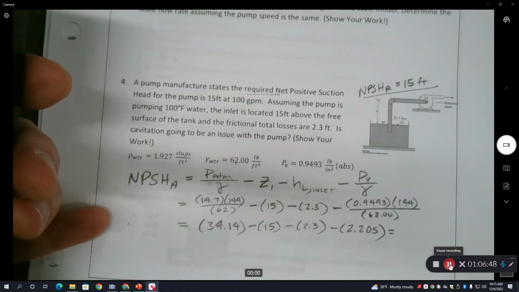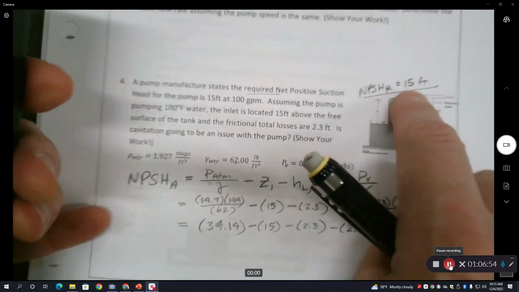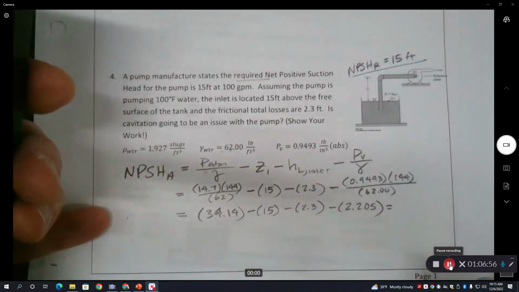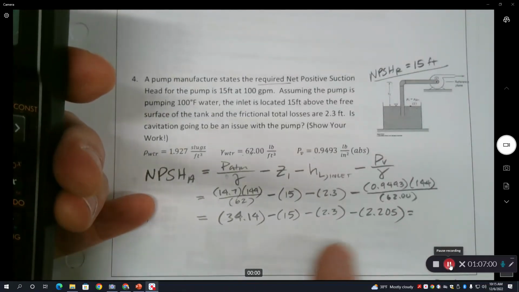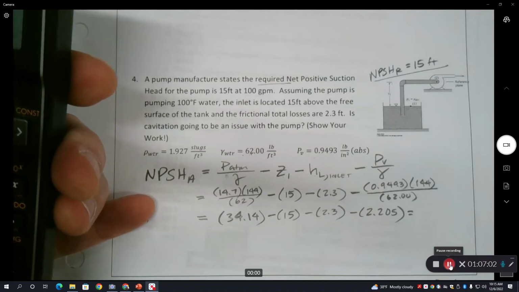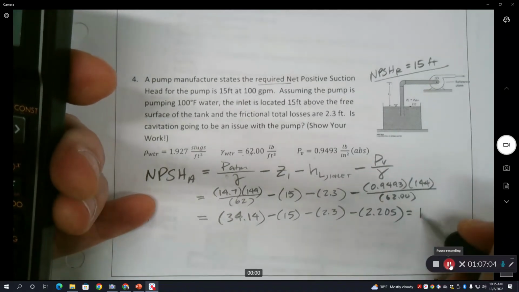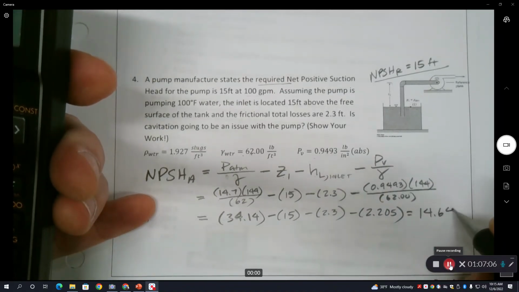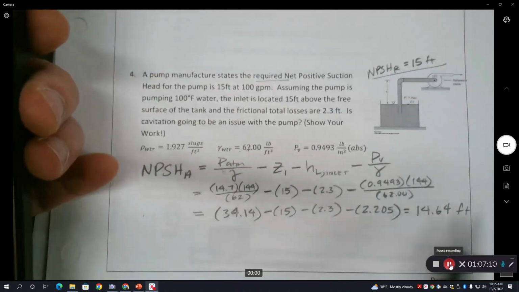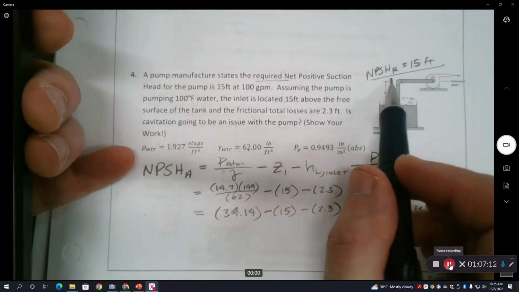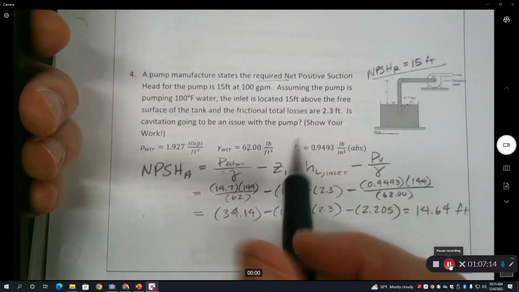Subtracting out, we have really 31.9 to play with, and we can see that 15 is what we have to here, so hopefully it won't drop below that. If I subtract out 15 and I subtract out 2.3, I'm left with 14.64 feet. And because available is less than required, I'm going to predict cavitation.